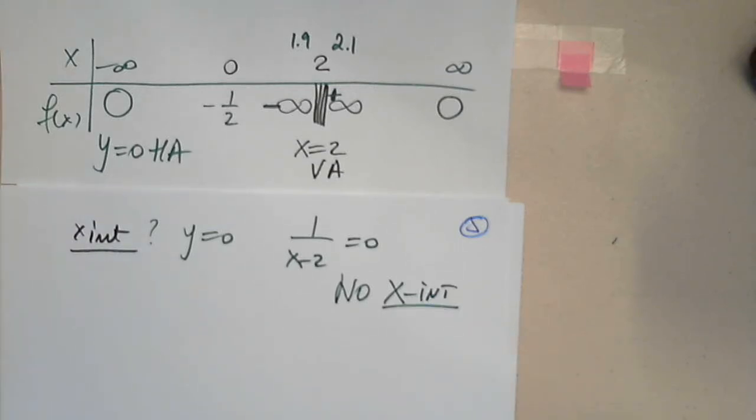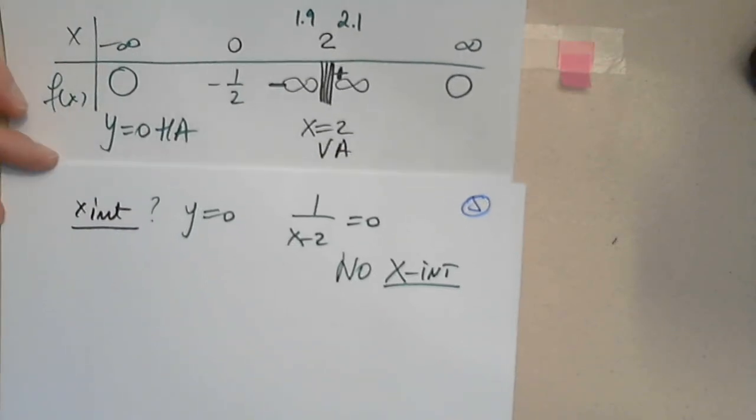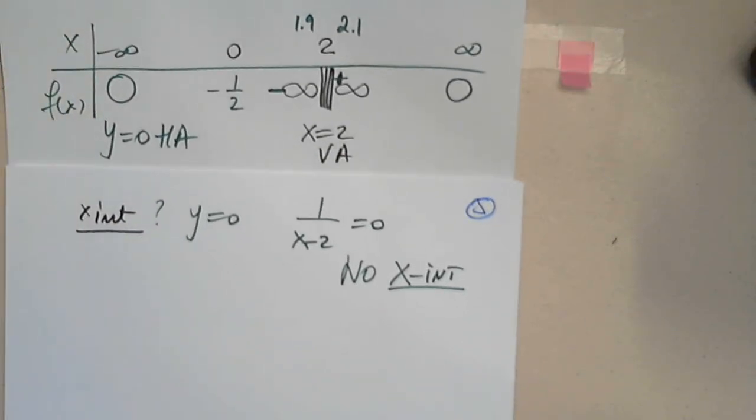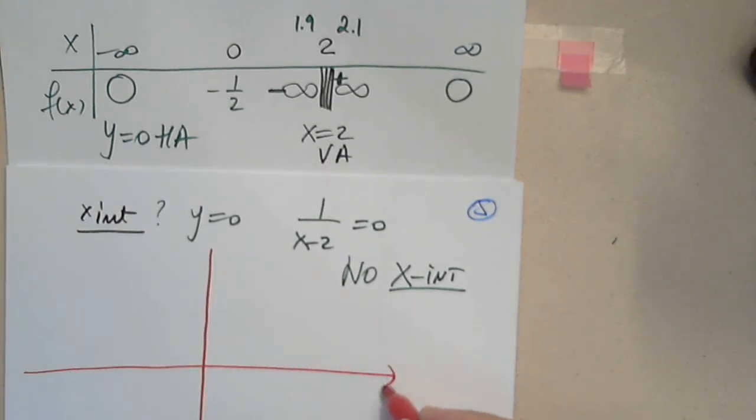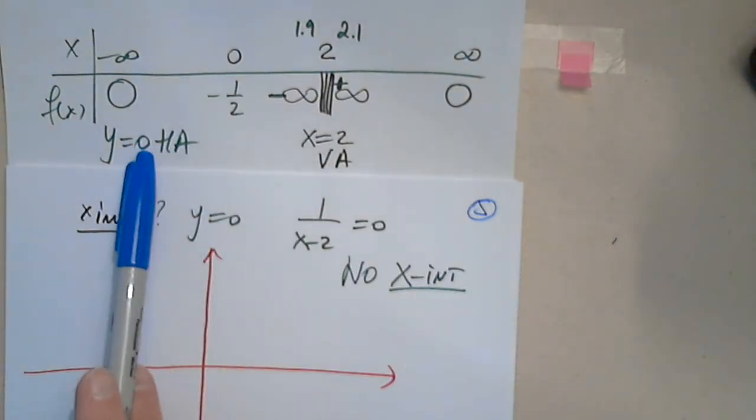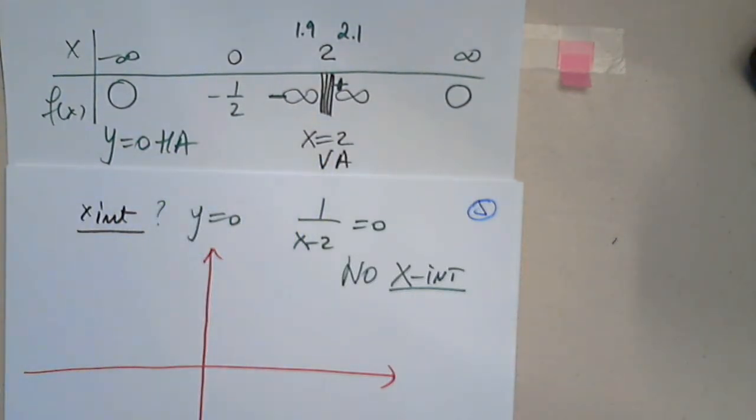We're done. This is it. No symmetry. The range will be determined, we'll see in a moment. Let's graph it. When I graph functions with asymptotes, what do I have to graph first? The asymptotes. So when we graph a function with asymptotes, we have to graph the asymptotes first.